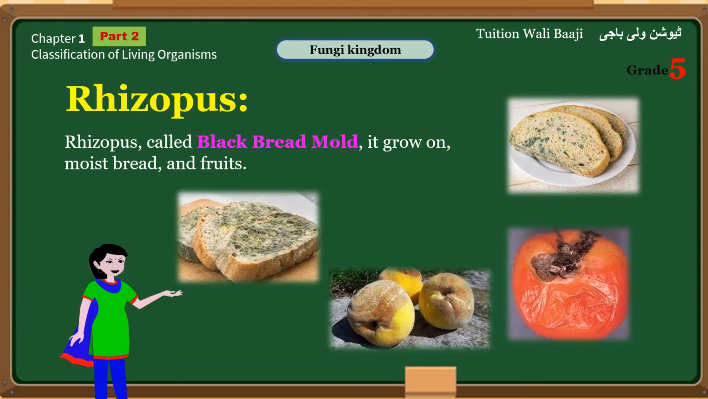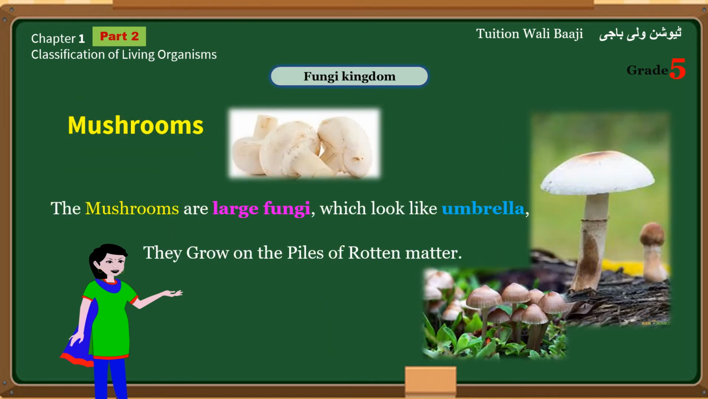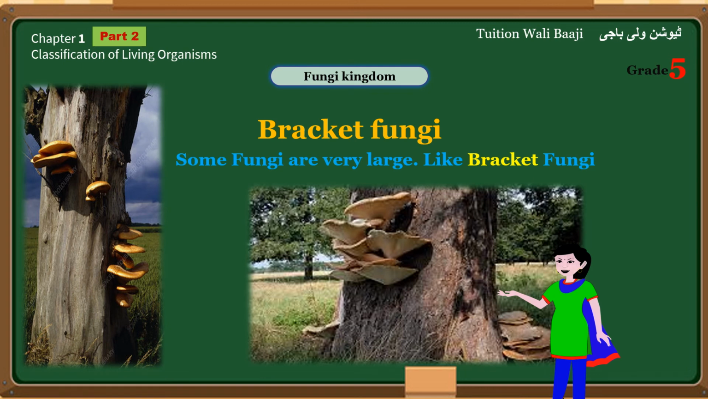Rhizopus, called black bread mold, grows on moist bread and fruits. Mushrooms. The mushrooms are large fungi, which look like an umbrella. They grow on piles of rotten matter. Some fungi are very large, like bracket fungi.